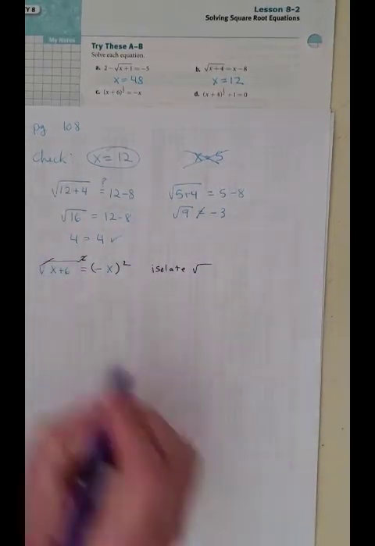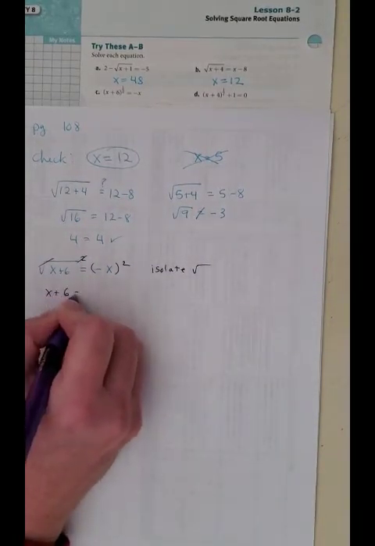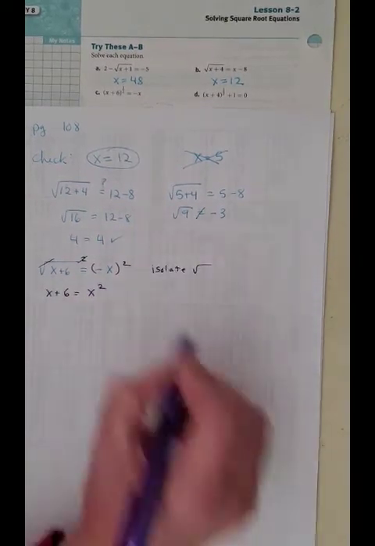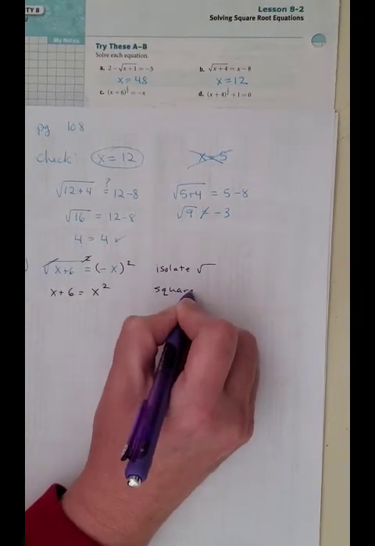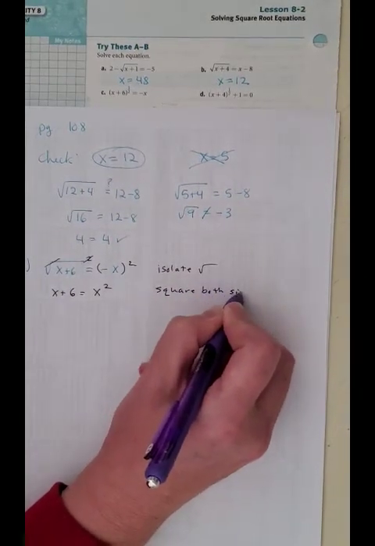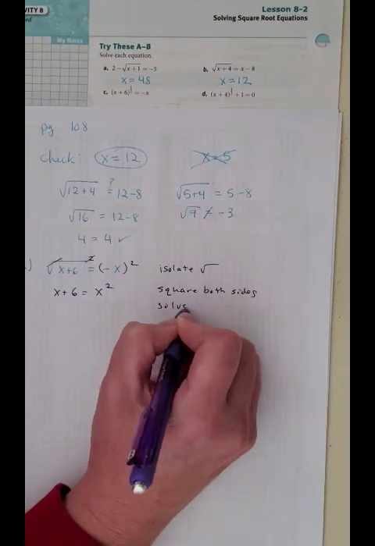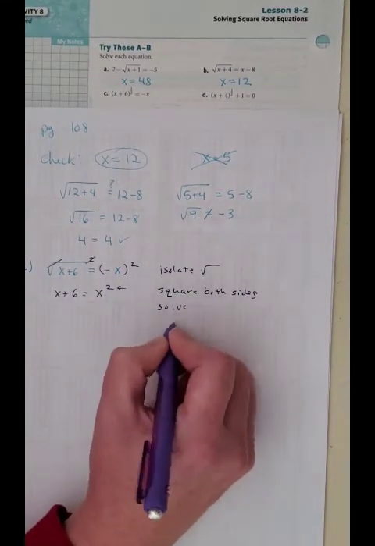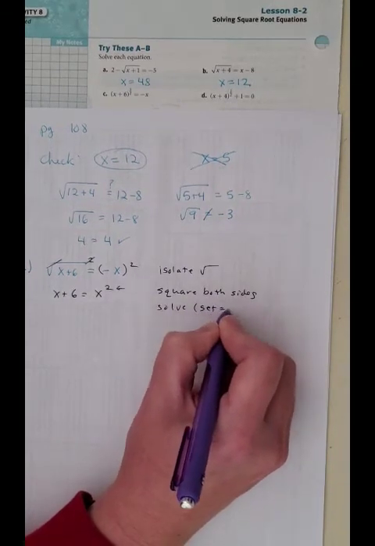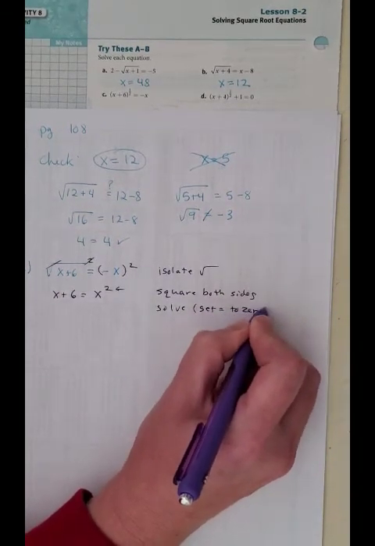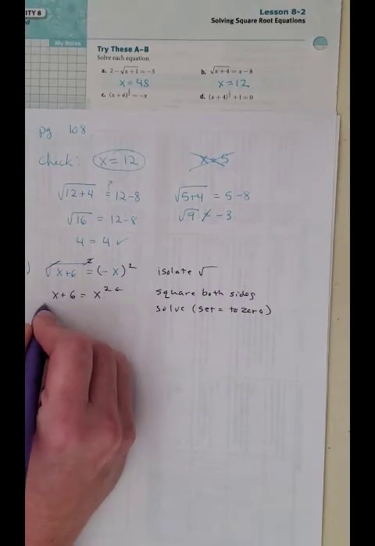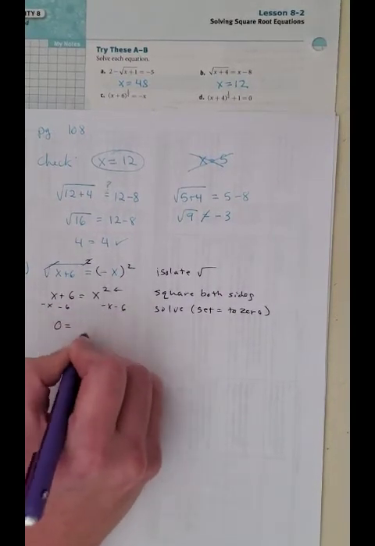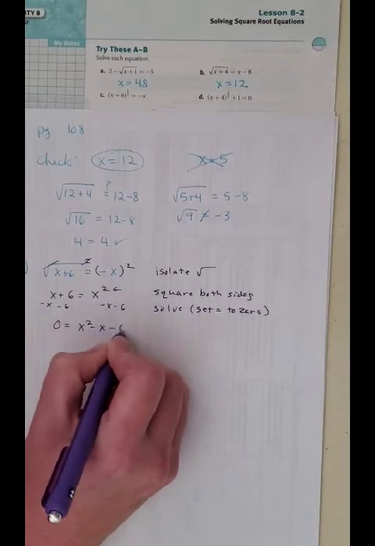And those are inverses, so I'll get x plus 6 is equal to x squared. So again, that was square both sides. And now we're going to solve. This is again a quadratic, right? So to solve, we're going to have to set this equal to 0 because it is a quadratic. So I'm going to subtract x and 6 from both sides. I get 0 equals x squared minus x minus 6.